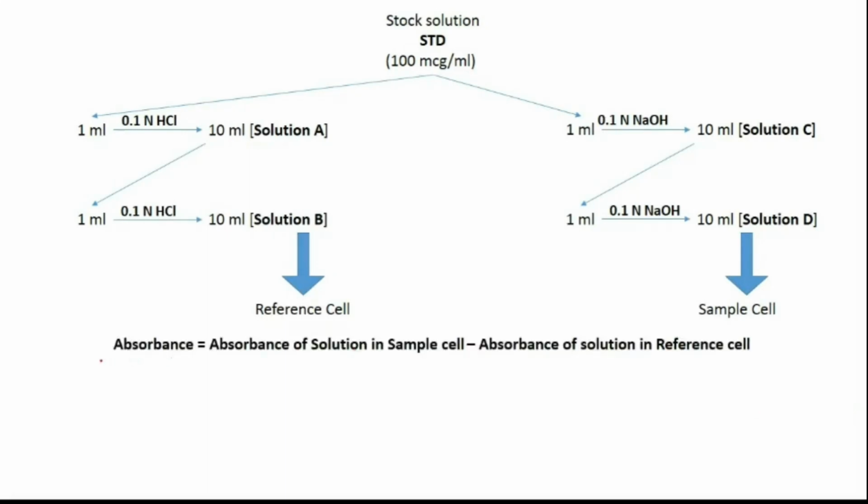Whenever we take absorbance using a UV spectrophotometer, what reading you get on the screen is the absorbance of solution in the sample cell minus the absorbance of solution in the reference cell. That means this value is always less and this value is always more. So you are getting nothing but the difference between the absorbance of this solution. Okay, have you understood this part?